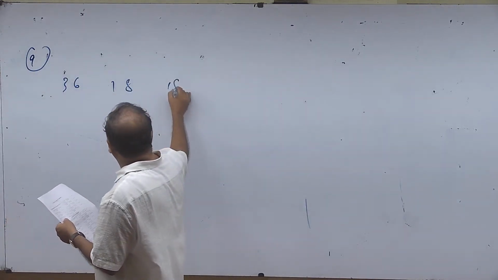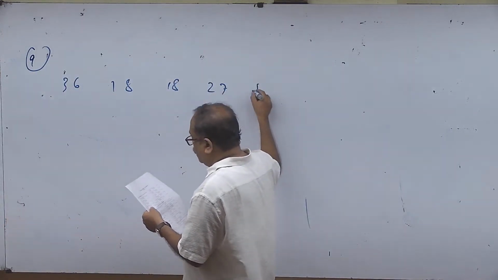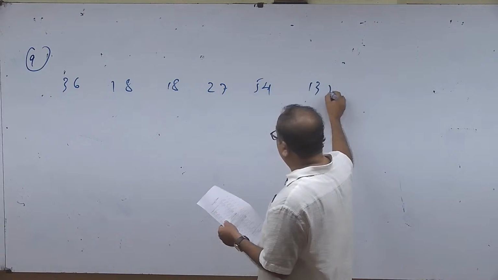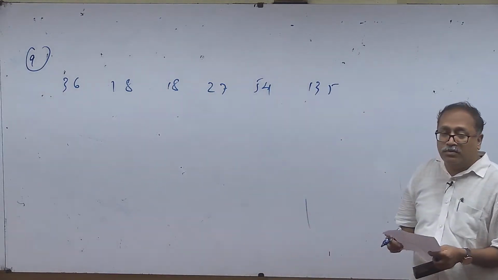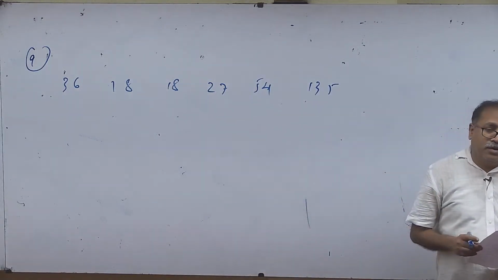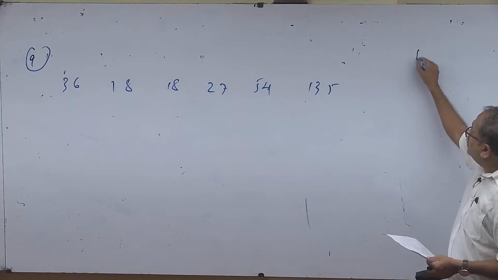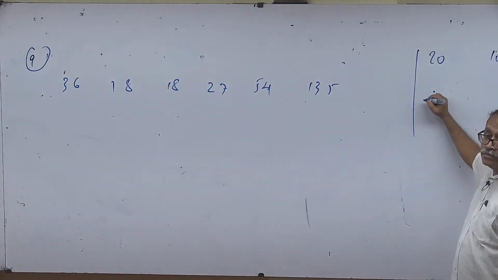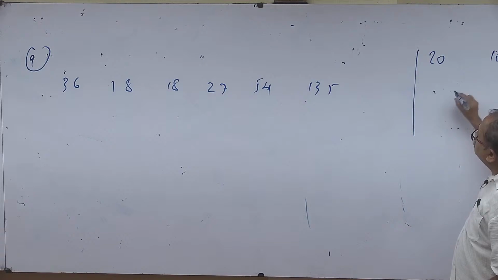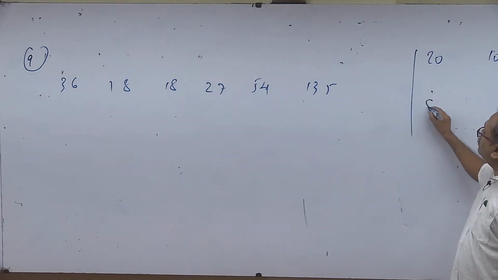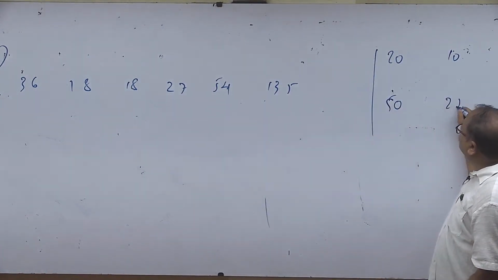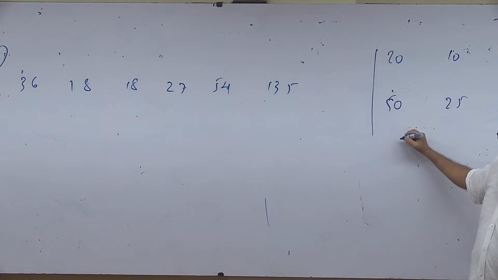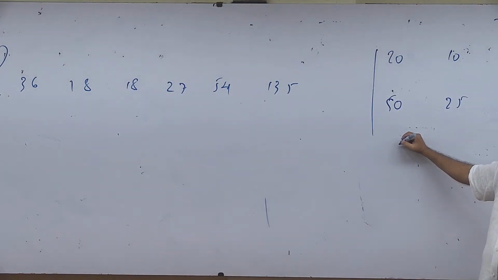36, 18, 18, 27, 54, 135, and what should be the next number? Now please tell me, if I write the first number as 20, the next number as 10, what multiplication could it be? If I write the first number as 50, the next number as 25, what multiplication could it be? Into 0.5 or into 1 by 2?